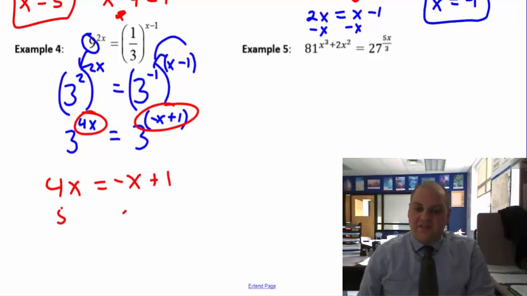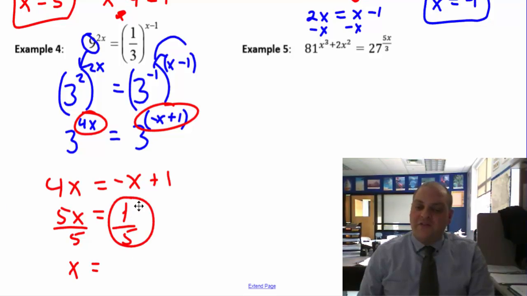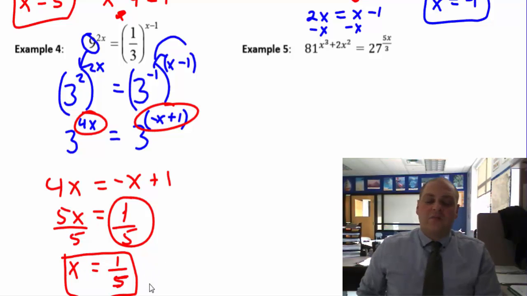Add x, 5x equals 1. Divide by 5. Be careful. X equals, not 5, 1/5. Right there. 1/5. So x doesn't always come out to be a nice number. X sometimes is a fraction or a decimal, whatever. X is 1/5 or 0.2.